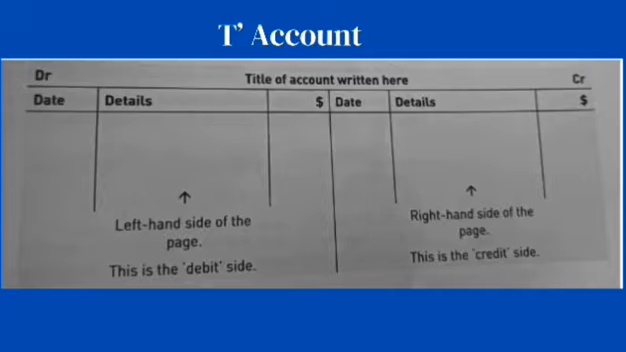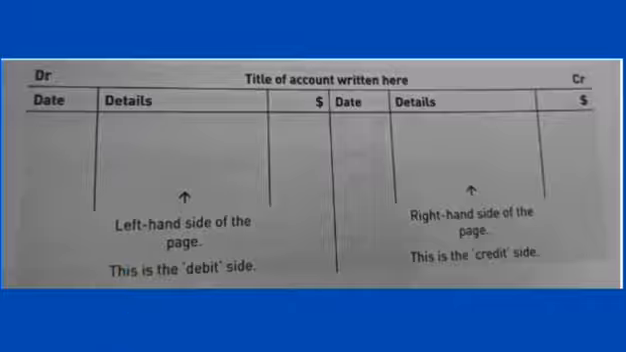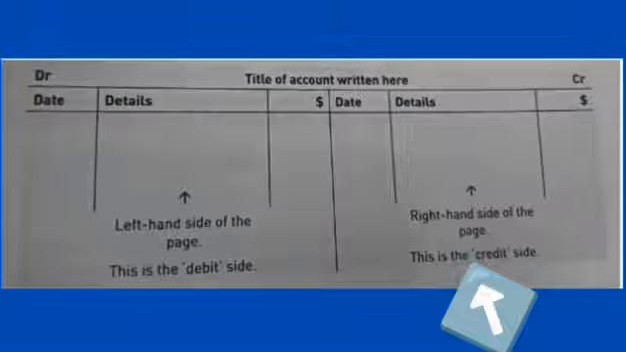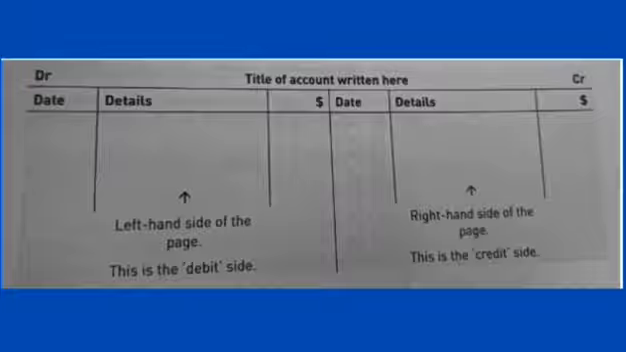Here is a T account. At the top, you would put the title of the account. The left-hand side, that is this side of the T account, is referred to as the debit side. The right-hand side is referred to as the credit side. The debit side is abbreviated as DR, and the credit side is abbreviated as CR.